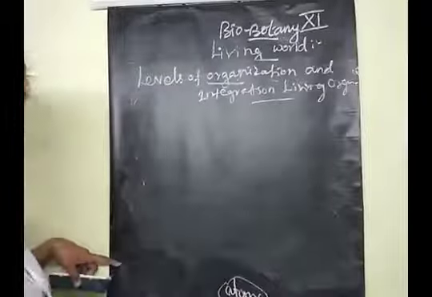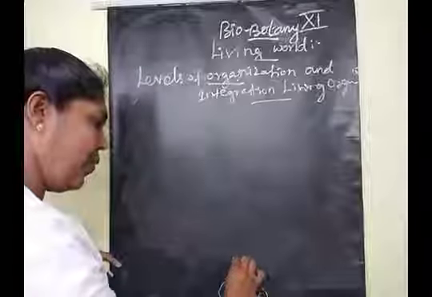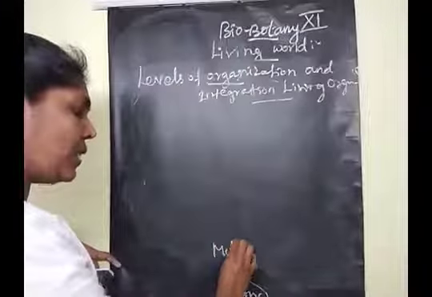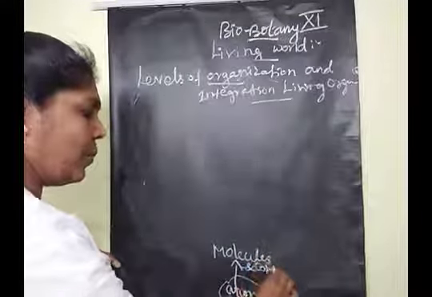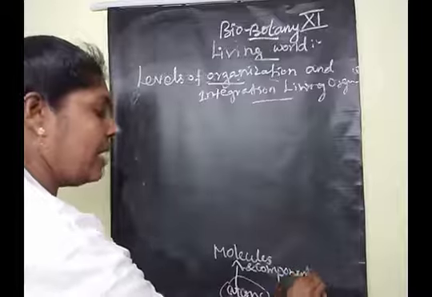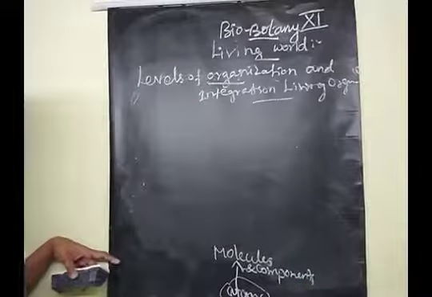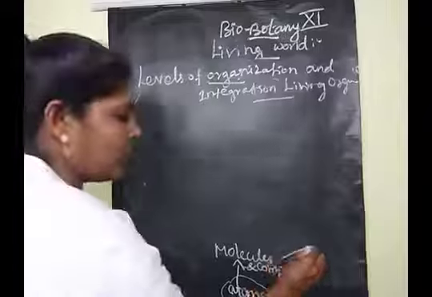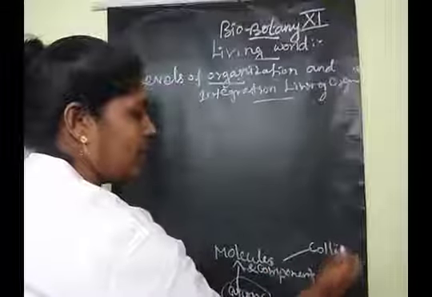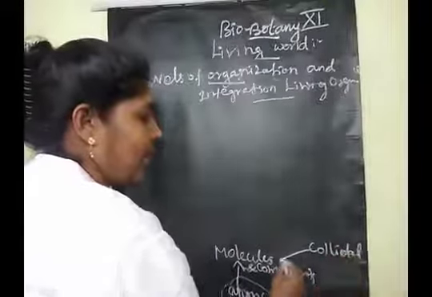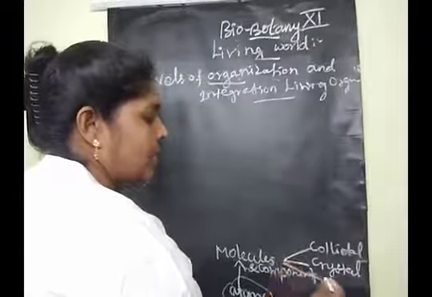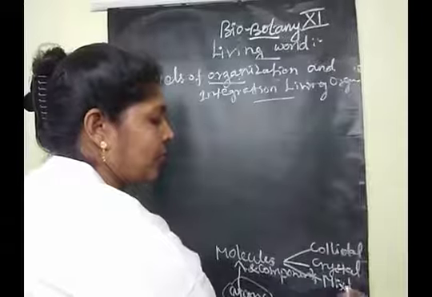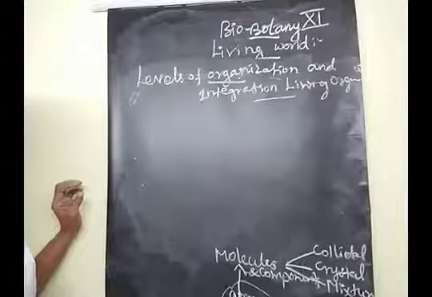Clear, children? These atoms form molecules and components. These molecules and components come in 3 forms. One is colloidal form, another is crystal form, and another one is mixture form. Okay? So these 3 forms are available in molecules and components.